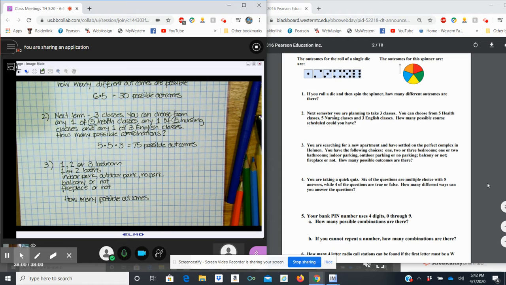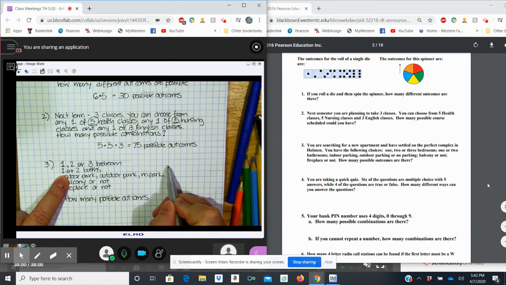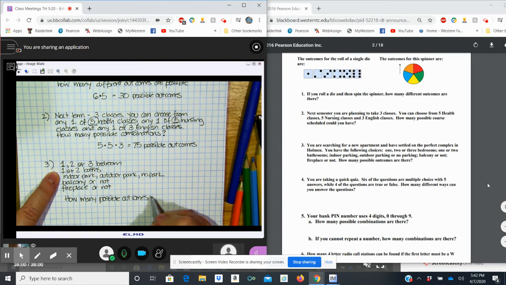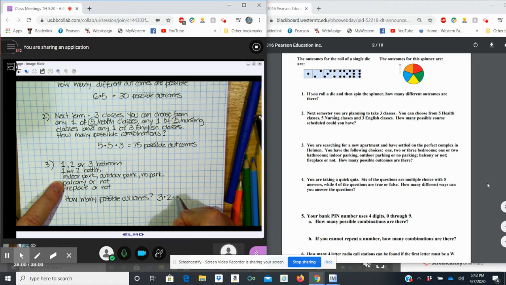Each one of these is a choice, right? So how many bedroom choices do you have? And how many bathroom choices do you have? How many parking choices? Indoor, outdoor, or none. So you actually have three there. Because maybe you don't need a car, or maybe you're using your bicycle, or a little scooter. I don't know.